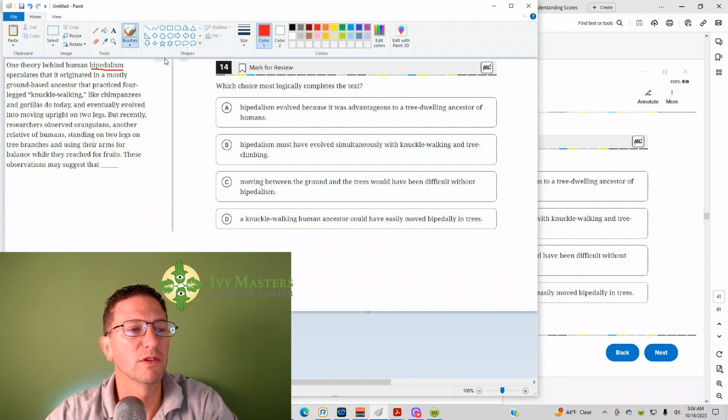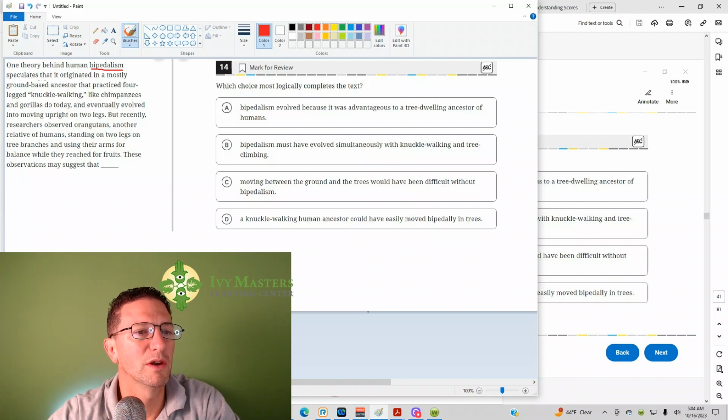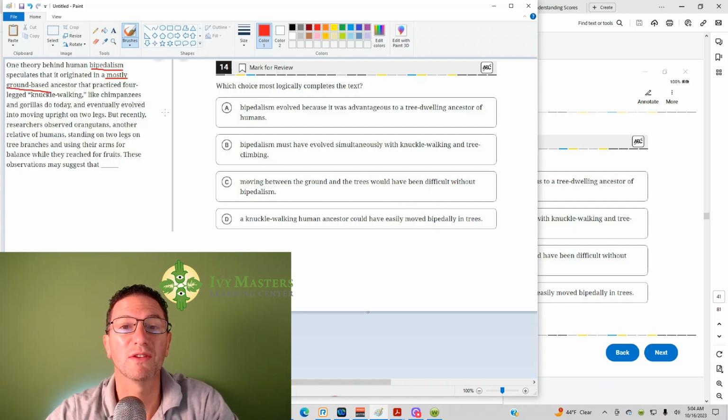And the paragraph begins, one theory behind human bipedalism speculates that it originated in a mostly ground-based ancestor that practiced four-legged knuckle-walking like chimpanzees and gorillas do today, and eventually evolved into moving upright on two legs. Now, I do wonder why it says mostly ground-based. That's what I wonder at this point, because I'm thinking ancestors of humans did not live in water and they did not fly. Let's read on to see what they're talking about.